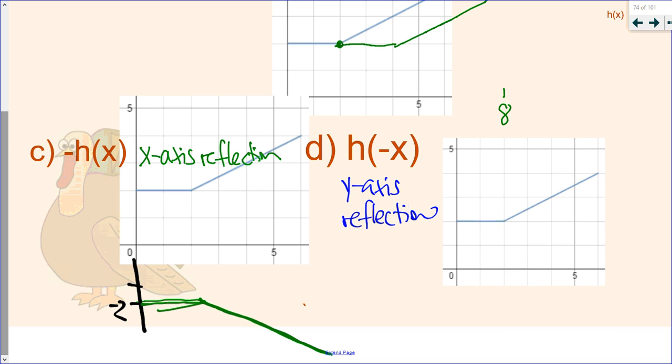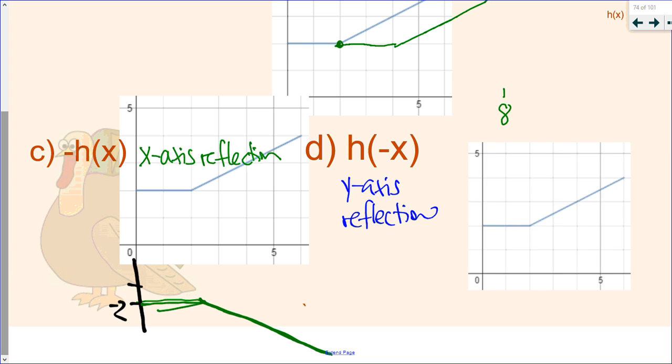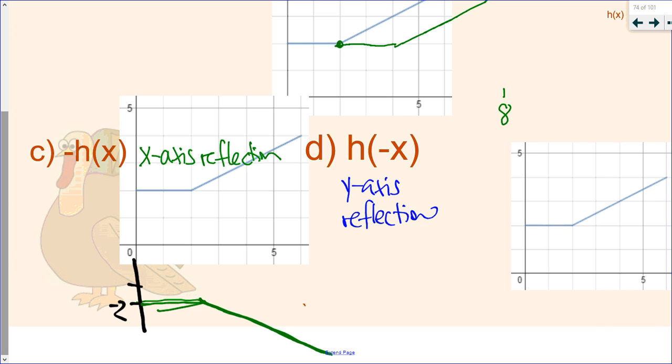So if we're taking this graph, flipping it over the y, actually I have to give myself some room. It's going to be flat, and then there I have flipped it over the y. So negative x is the y-axis reflection.